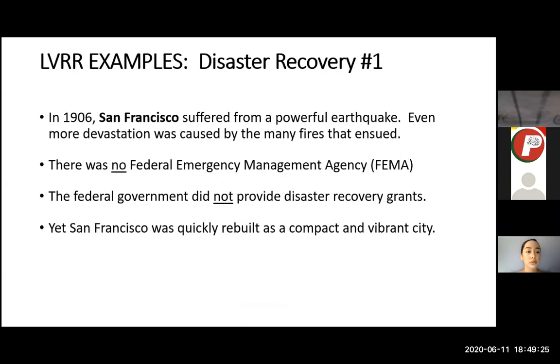Disaster recovery is another example for land value return recycling. In 1906, San Francisco suffered from a terrible earthquake, and even more devastation was caused by the fires that ensued than by the quake itself. At that time, there was no Federal Emergency Management Agency, and there were no federal grants to provide for disaster recovery. And yet, in spite of the lack of that agency and the lack of federal grants, San Francisco was quickly rebuilt as a compact and vibrant city.